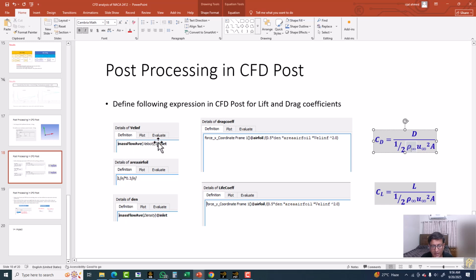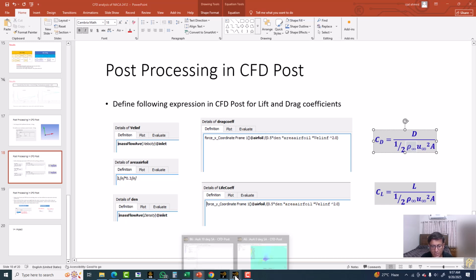And when I define the mass flow average of the velocity at inlet, because it already contains the units, we don't need to put the units in the expression here, because they are taking units from CFD Post itself, and CFD Post is taking data from Fluent. And the same is the case with the density. Okay. And then after that we define this function and these values here, and that's all.